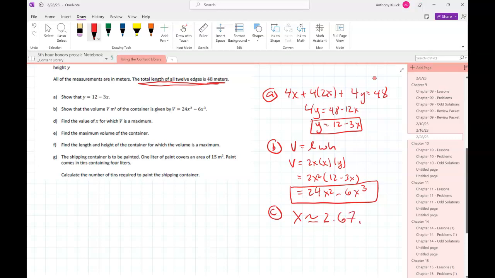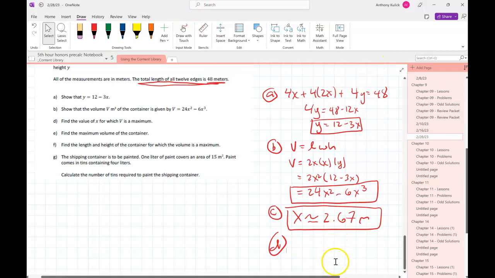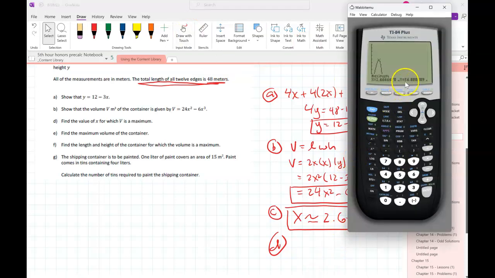And then what unit? These are in meters, right? D says find the maximum volume for the container. Well, I have that right here. The y is the volume, right? I graphed v equals 24x squared, so the maximum volume is that 56.89.